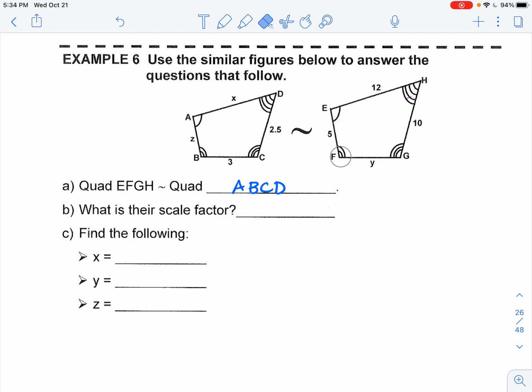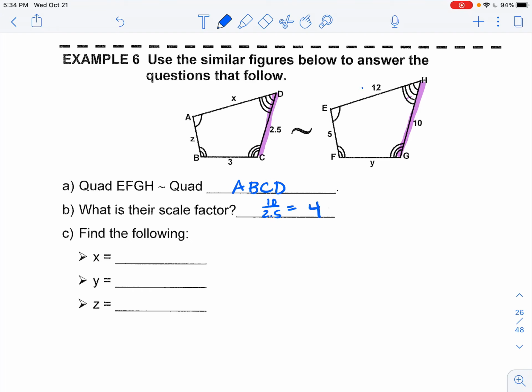Well, let's see. If I want the scale factor, I'm going to have the new over the old. So let's take a nice easy side. Well, what can we do? The only side we can really work with is this guy. So the new over the old, so 10 over 2.5. Well, that reduces to 4. So then let's find the following. All right, so the scale factor is 4 for every side.